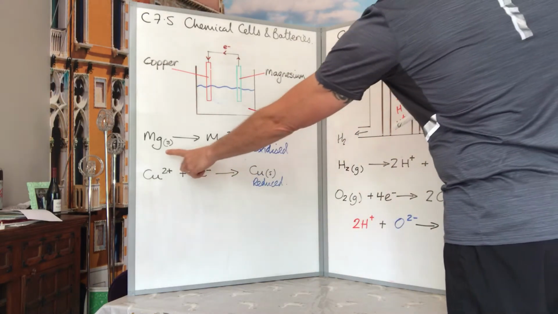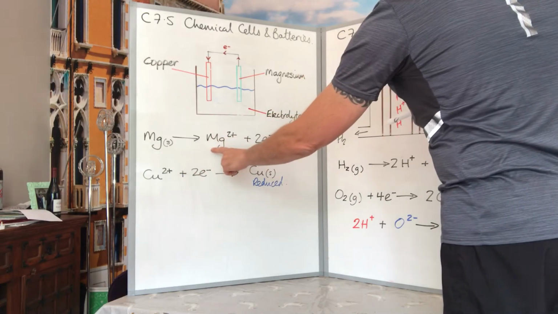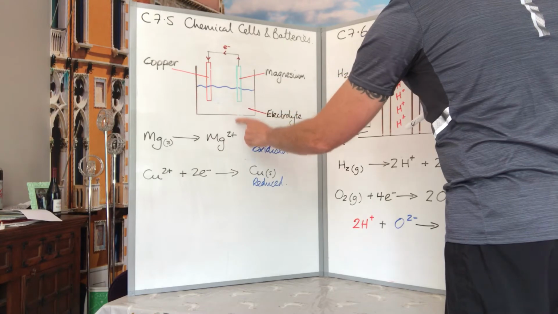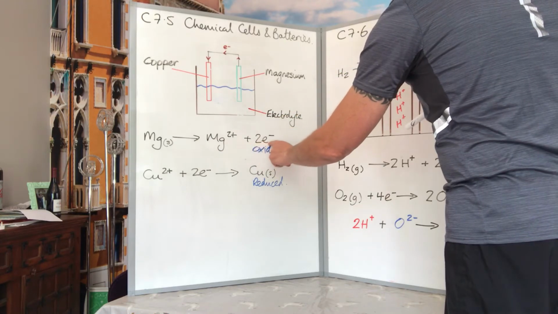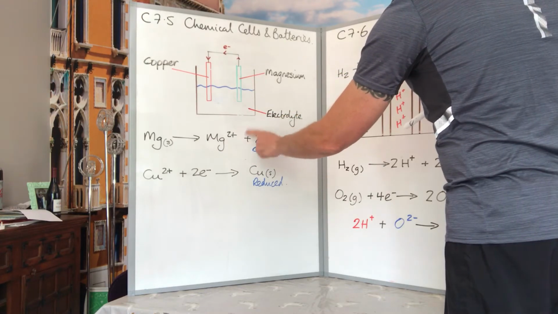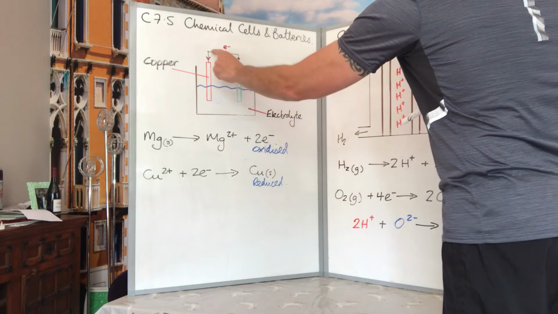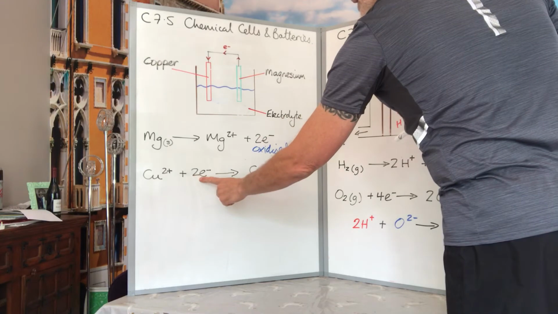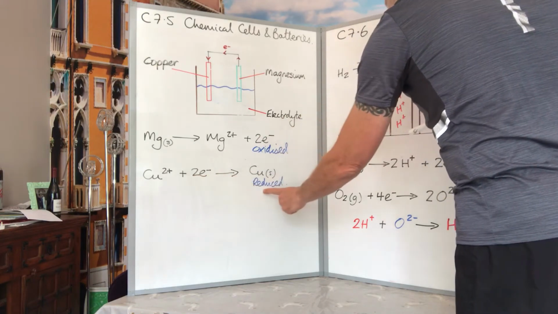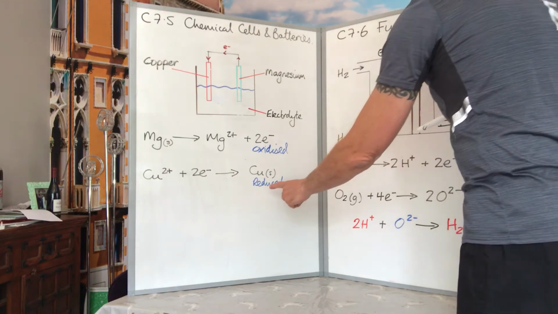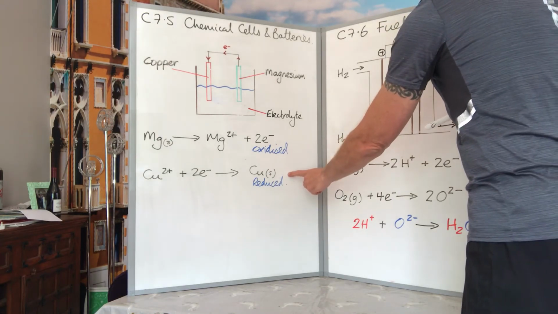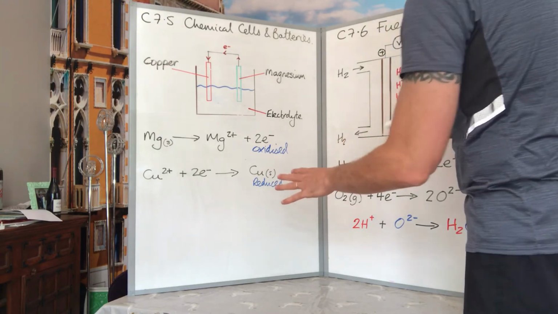So what's actually happening here: the magnesium, in this case the most reactive metal, ionizes in solution and loses two electrons, and they pass over to the copper. The copper gains the electrons, being less reactive than magnesium, and it is reduced. So we have oxidation of the most reactive metal and reduction of the least reactive metal. You don't need to know more than that.